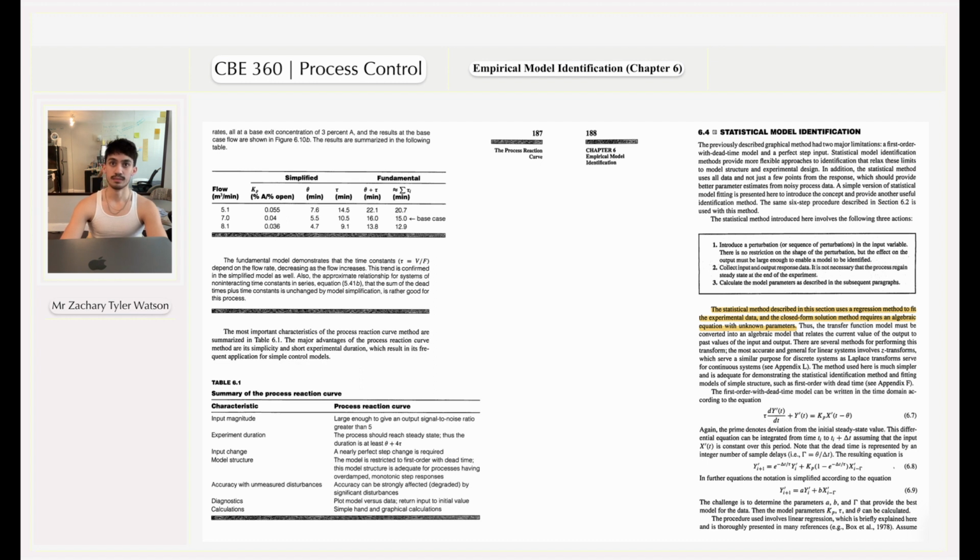The statistical method described in this section uses a regression method to fit the experimental data. So we have method 1, method 2, graphical methods. So this is a statistical method, and that's pretty good to note. We're talking about empirical methods here in chapter 6. Empirical methods mean correlating to the data, but there's graphical and there's statistical.